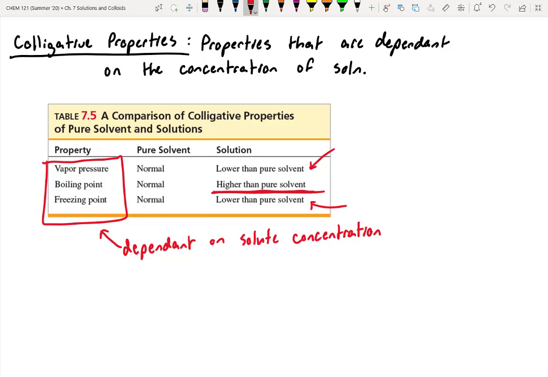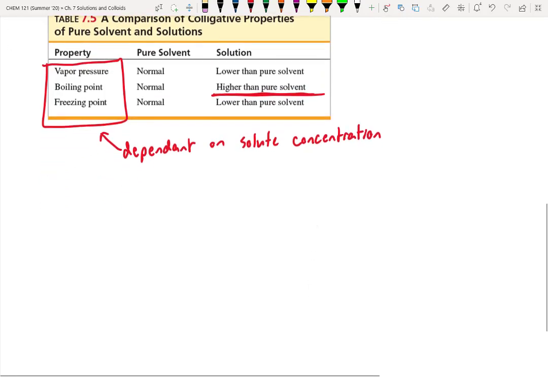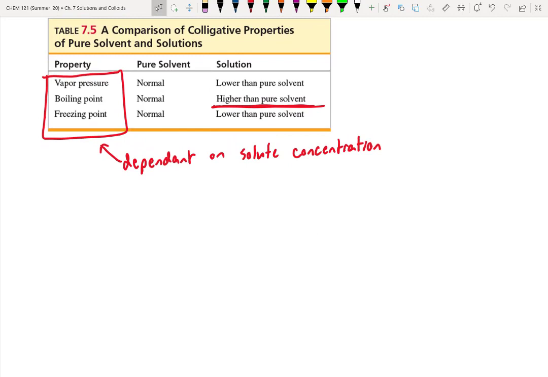Vapor pressure and freezing point are actually the opposite, where vapor pressure and freezing point will drop. So if you think about adding salt, like kitchen salt, to ice on a stormy winter day, that will actually lower the freezing point of water, which might help thaw your front steps or something like that. So it's kind of a unique thing. It depends a lot on the concentration though.